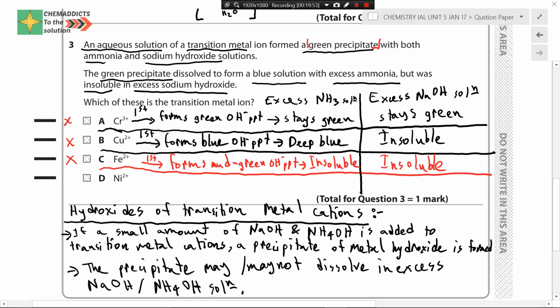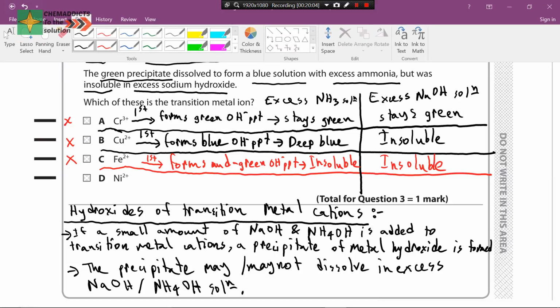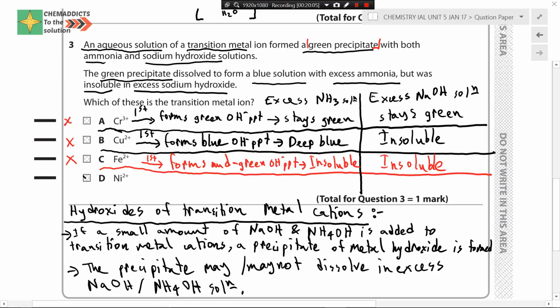So that's it. By this time you have come to know which should be the answer. Obviously the last one would be the answer, D. So D should be the answer. Now the question is why D should be the answer. Let's check.